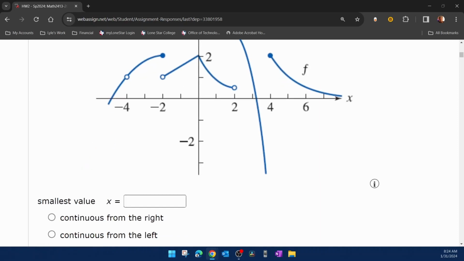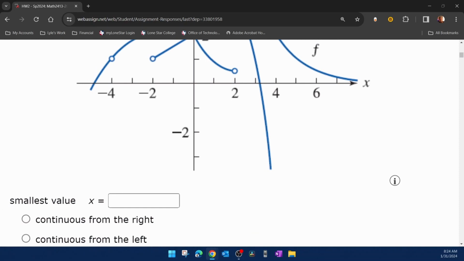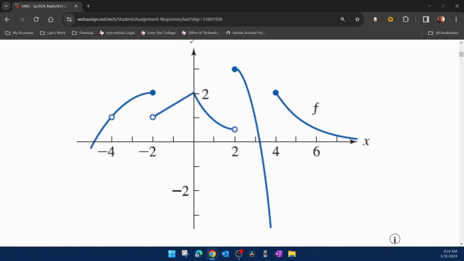All right, so if we zoom in, notice that the first thing they say is smallest value. And we can see that the smallest value where the graph is discontinuous is at -4, because there is no point farther to the right where the graph has a break in it. Now, if you need a reason for why this is discontinuous at -4, it's because if I look up and down, there is no function value at -4. There is no point on the graph anywhere when x is -4.